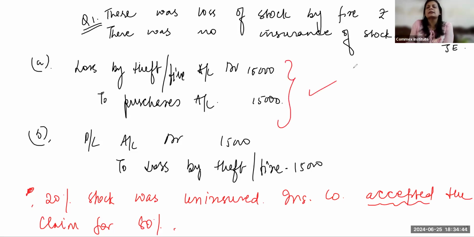First entry will remain the same. Okay, don't pass that entry again. A will remain the same. What about B? And what about the C entry? A will remain the same, bachcho. Loss by theft to purchases account. What will be the B entry? Okay, try to pass it for yourself. Then I'll ask somebody.